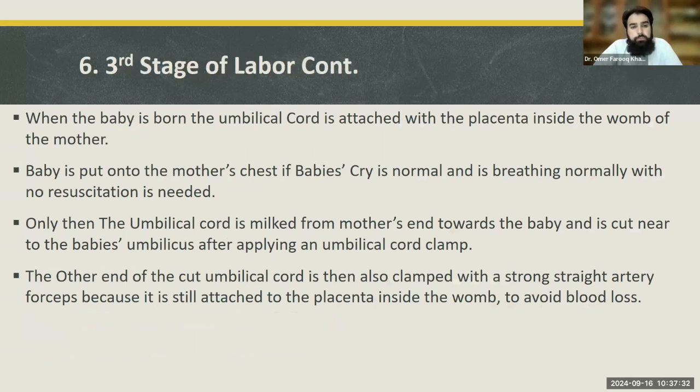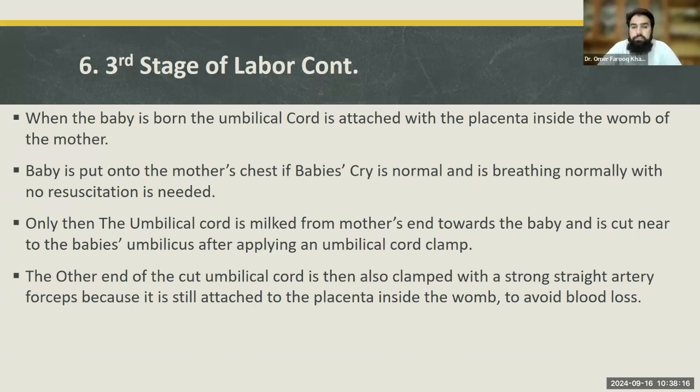So when the baby is born, the umbilical cord is attached to the placenta inside the womb of the mother. The baby is put onto the mother's chest if the baby's cry is normal and breathing normally with no resuscitation needed. So if a baby is normal, he or she has cried normally and is breathing normally, then there is no resuscitation needed, and you just clean the baby as soon as possible, and the baby is put onto the mother's chest so that there is skin to skin contact. This skin to skin contact helps the baby to calm down, and it also releases oxytocin, the love hormone, in the mother as well.